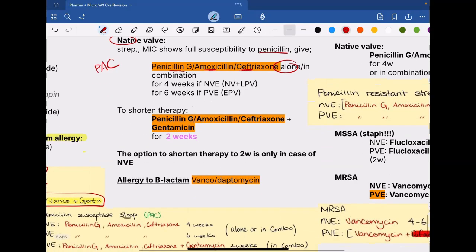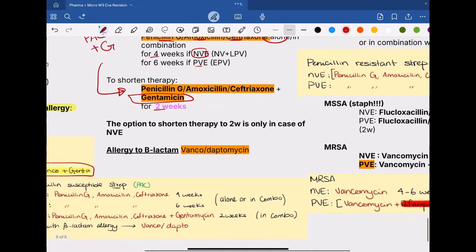To shorten the therapy, because in case of native valve, you give it for 4 weeks, and for 6 weeks in case of prosthetic valve. To shorten the therapy, you give them gentamicin. So PAC plus G for shortening the therapy. Okay, shortening the therapy is only in cases of native valve endocarditis.